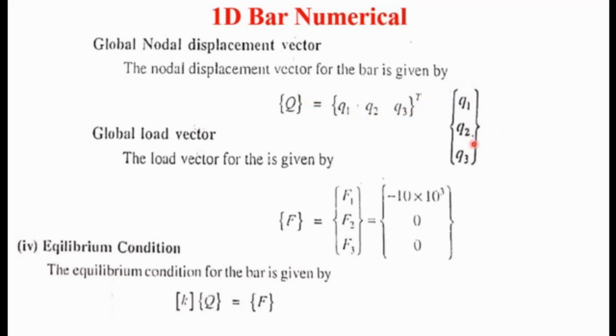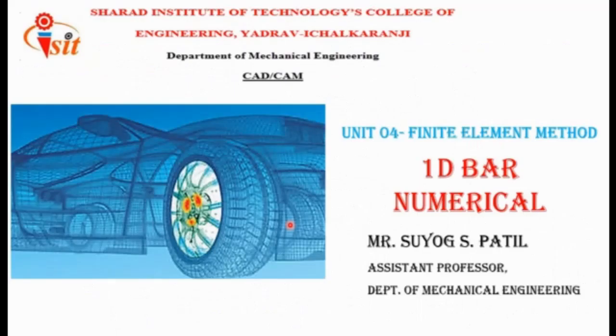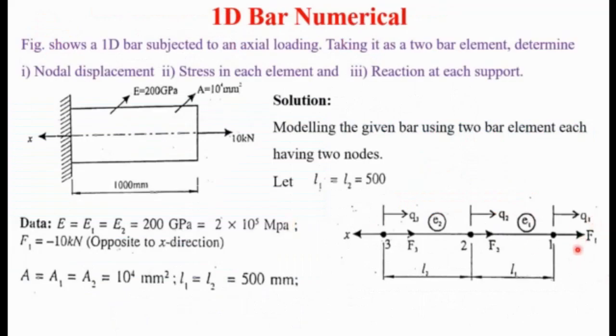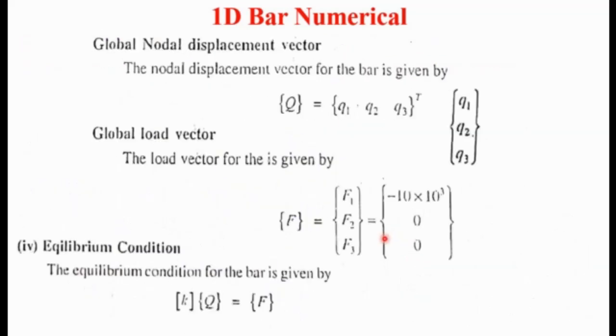Similarly, the global load vector for the given elements is F, where F1 is the load at node 1, F2 is the load at node 2, and F3 is the load at node 3. So F is equal to [F1 F2 F3]. The load at the first node is given as -10 into 10 raised to 3, at node 2 it is 0, and at node 3 it is 0. Putting in the values of F1, F2 and F3, the load vector is calculated.